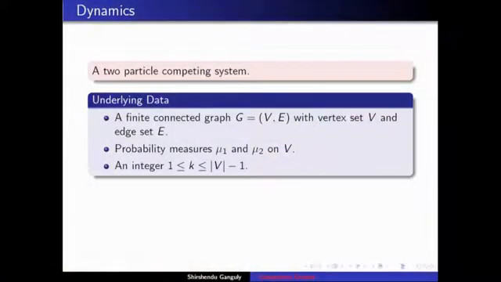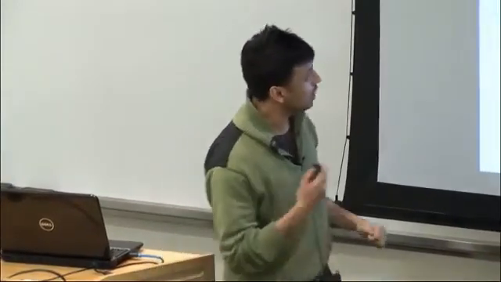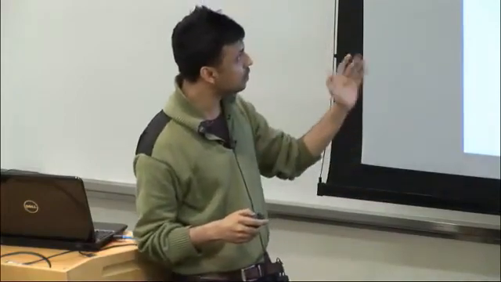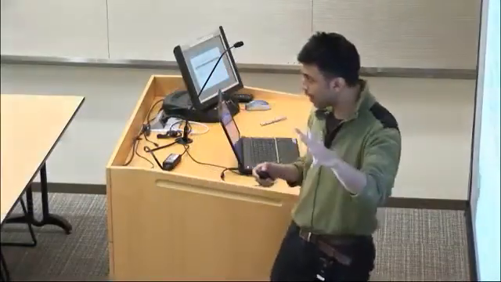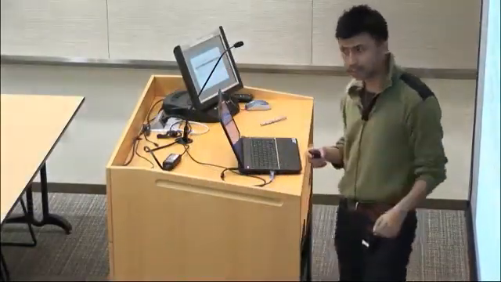And so to define the process, you need some underlying data. So what do you need? You need a finite graph G. I mean, it does not have to be finite. So you need some graph G, say with vertex set V and edge set E, and you need two probability measures mu1 and mu2 on the set of vertices. And you need an integer k between 1 and, suppose the graph has size n, n minus 1. So you have a graph, you have two measures, and you have a number k.